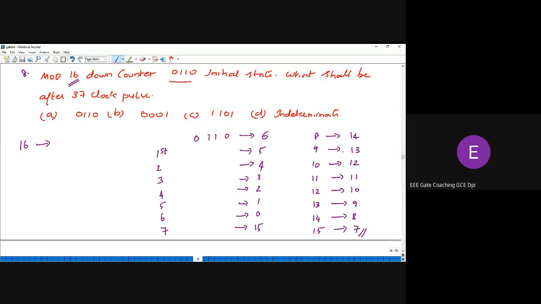16 states complete, then it will again move to the initial state. Initial state is nothing but 6.